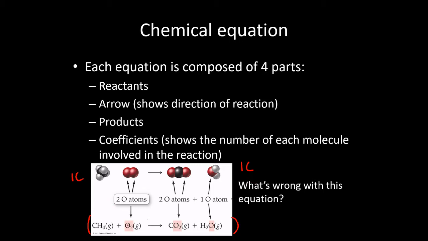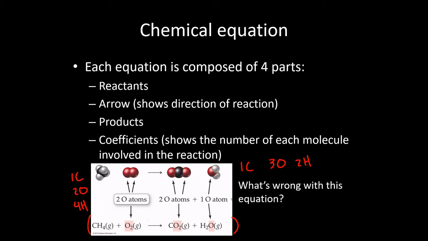If we look at the oxygens, on the left side of the equation, we have two oxygens. On the right side of the equation, we have 3 oxygens. I know that looks like 20 and 30. Sorry, it's hard to differentiate between my O's and my zeros. But we have 2 oxygens here, 3 oxygens here. For the same reason here, we have 4 hydrogens on the left and only 2 on the right.